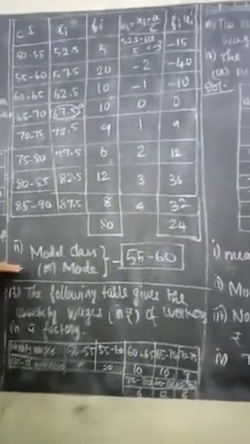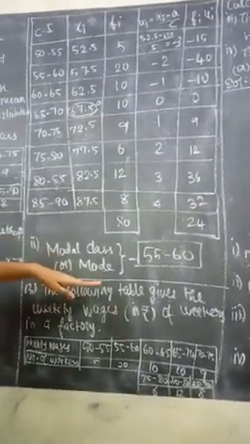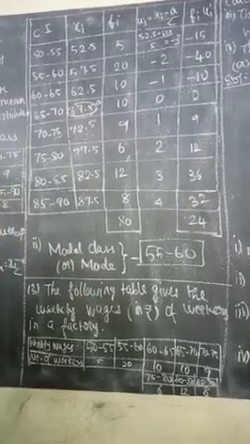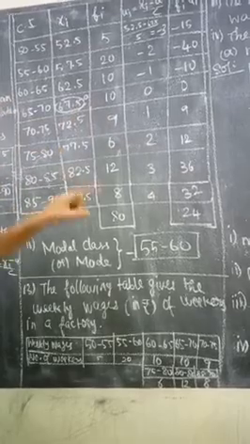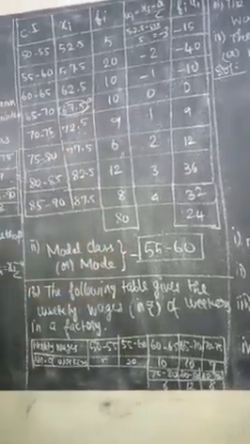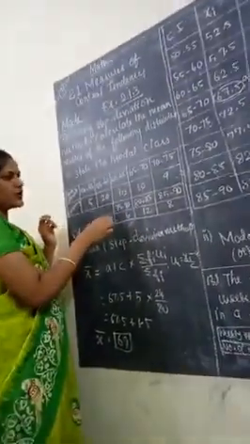And in the second subdivision, they asked to find the mode. What's the meaning of mode? Listen, this table is only for finding the mean. For finding the mode, you look into the given question.